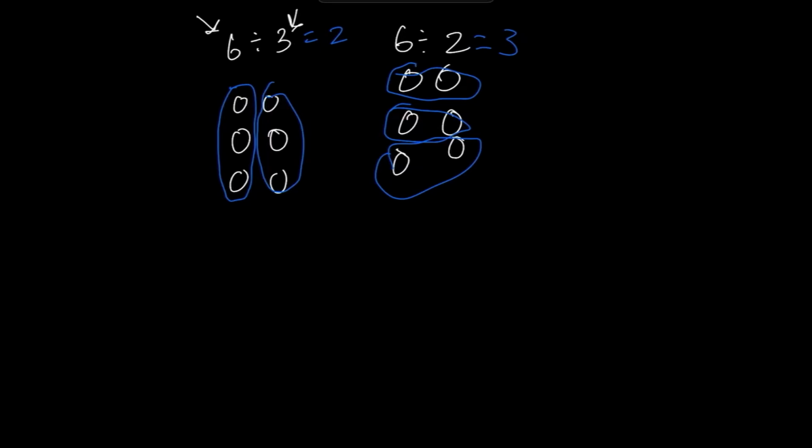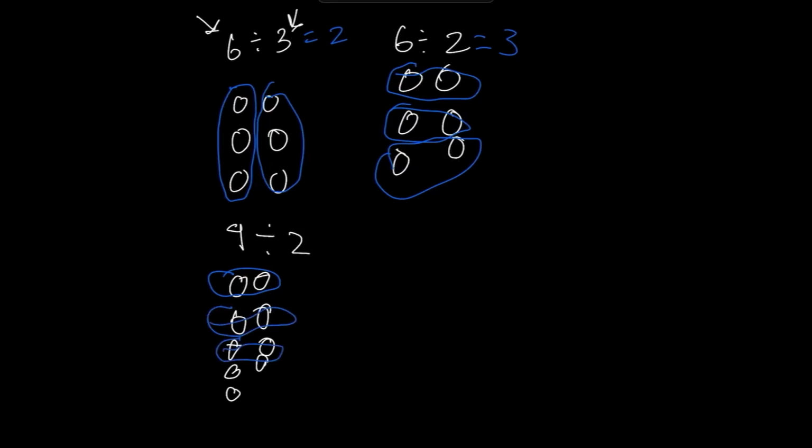However, let's say you have a case like 9 divided by 2. So you have 9 circles, but you're dividing them in groups of 2. So I have 1, 2, 3, and 4. However, I have 1 left out. So your answer is going to be 4 and a decimal, because the remainder is less than 1. And then you put however many you have left. So I have 1 left.